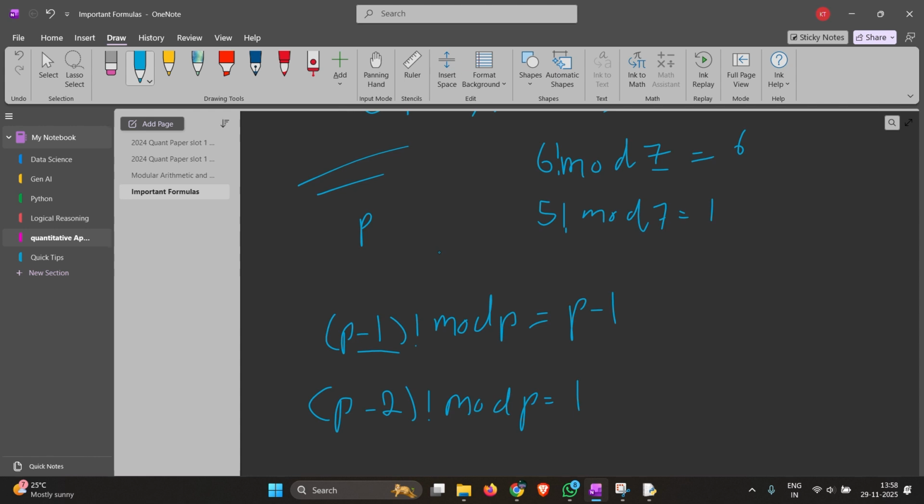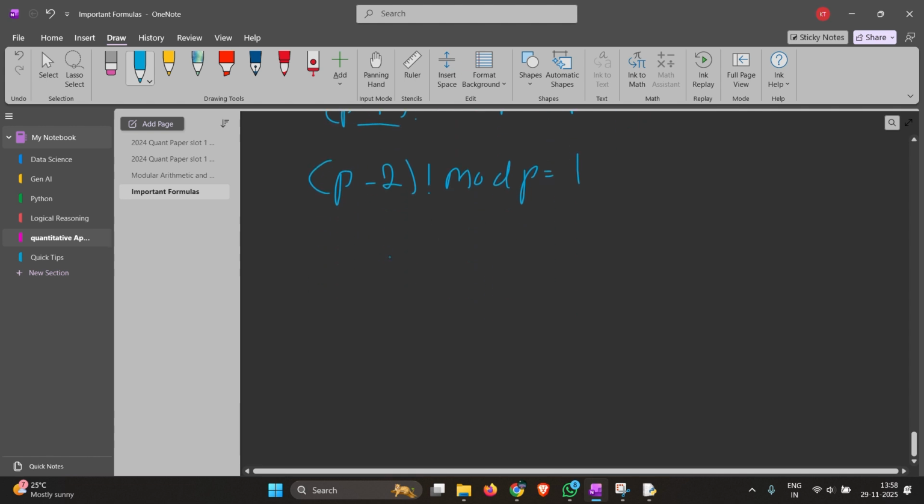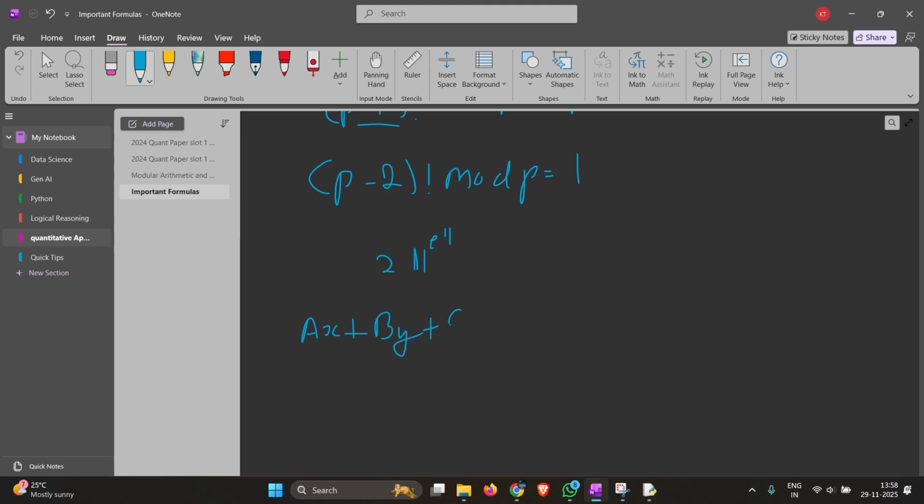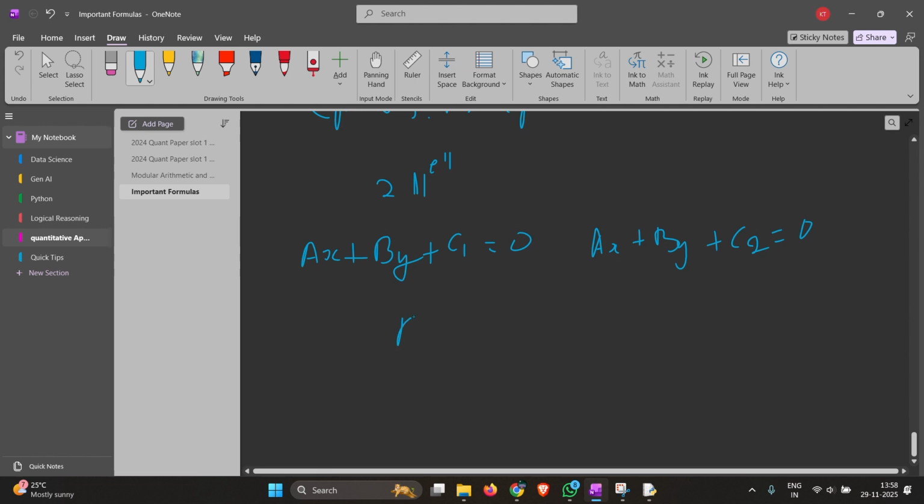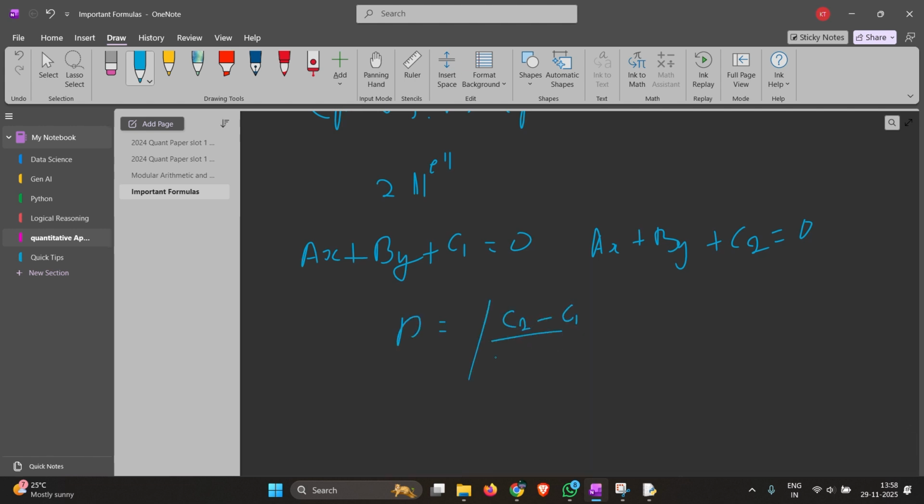One more formula regarding parallel lines is, if there are two lines which are parallel to each other, with the equations of the lines being ax plus by plus c1 equals 0 and ax plus by plus c2 equals 0, the distance between those two lines is just mod of (c2 minus c1) upon root over a square plus b square.